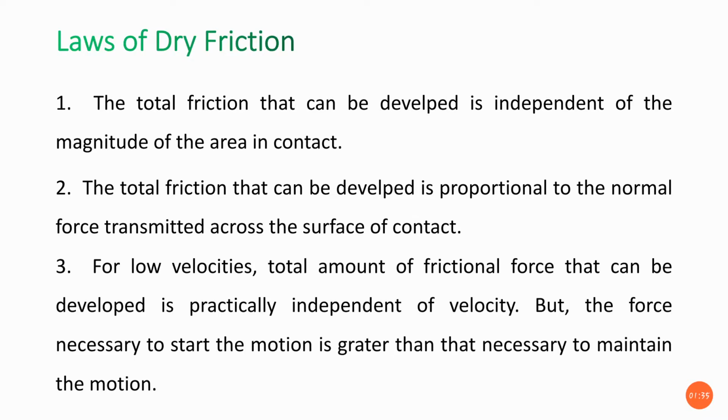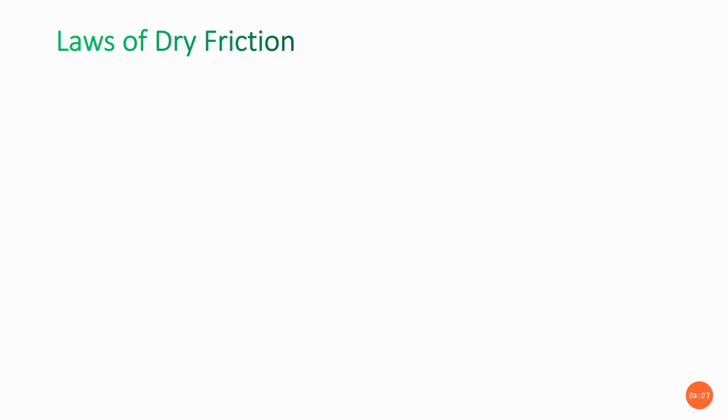The third law is that at low velocities or low speeds, the total amount of frictional force that can be developed is practically independent of velocity, but the force necessary to start the motion is greater than that necessary to maintain the motion. Whatever frictional force develops at low velocity is independent of it. That means velocity at the low-velocity side does not influence the frictional force.